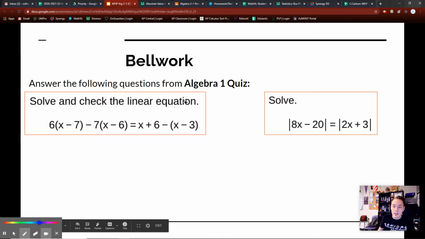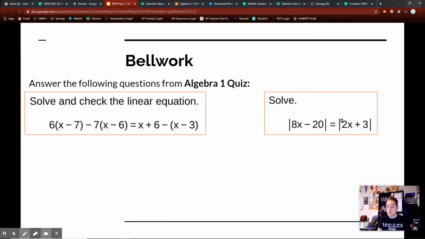All right, linear equation and then another absolute value, but this time it's an equation, absolute value equation. So let's get to it. Solve and check the linear equations. Well, first things first, I need to distribute all of this, even this one. And this is a 1, so let's distribute. A lot of you missed this, surprisingly. I felt kind of bad inside. I was like, oh, shoot.